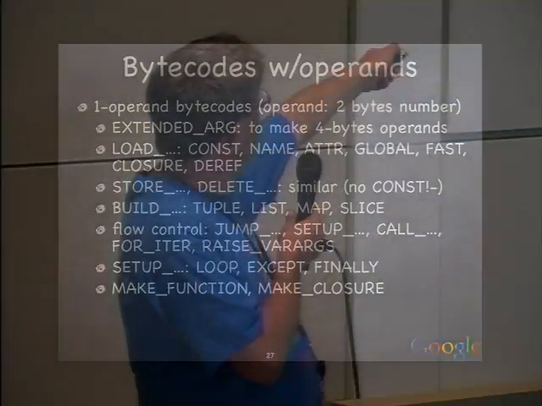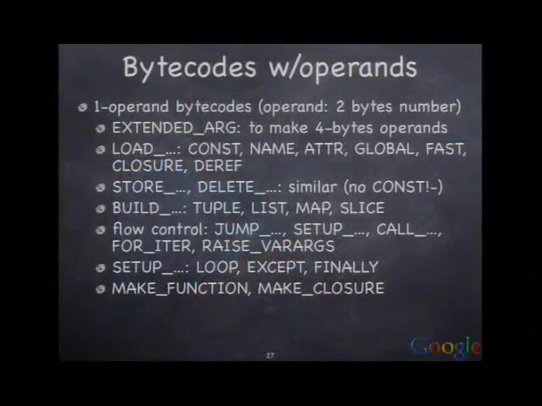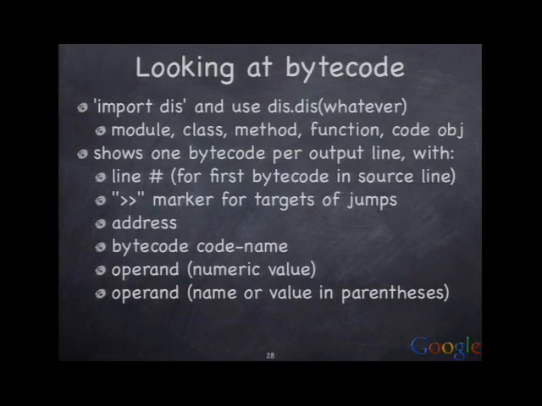So a lot of those load something: a constant, a name, an attribute, a global. There's the possibility of storing and deleting almost all of these, except, for example, const. So there is a load const, there is no store const. The concept would be contradictory. There are builds, which typically take the number of items to take from the stack to build a tuple, a list, and so on. There's a sort of flow control, jump conditional and unconditional, setting up of loop, except and finally constructs, making functions and closures, and so on.